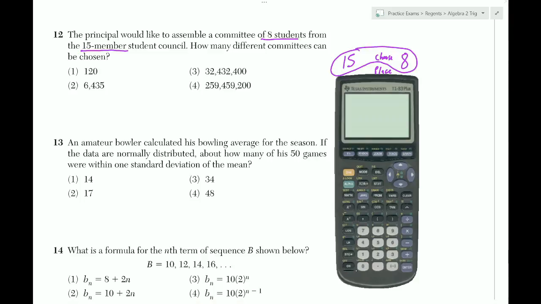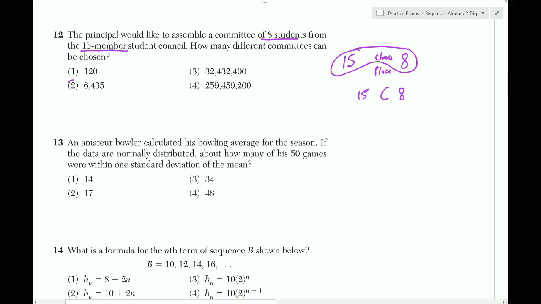But the calculator doesn't really care. It just wants to know. So to get to choose, I have to go to the math menu, and then I scroll over to probability tab, and I press option 3, nCr. Then I put in my second number, and equals 6435. That's choice 2.